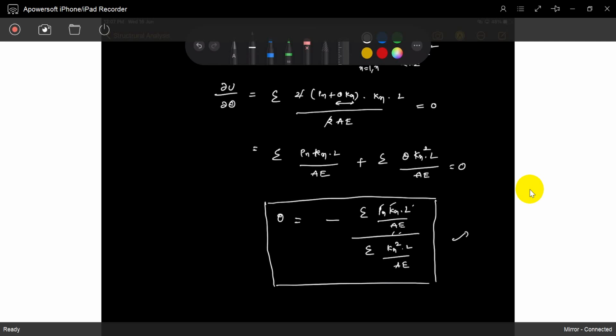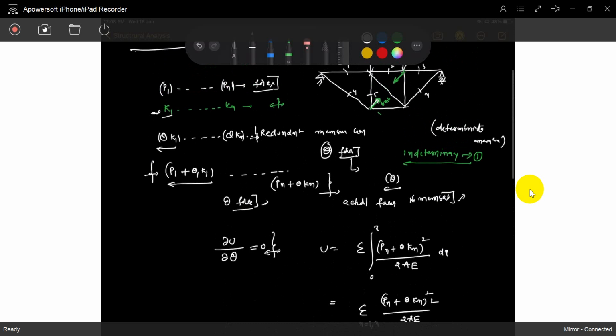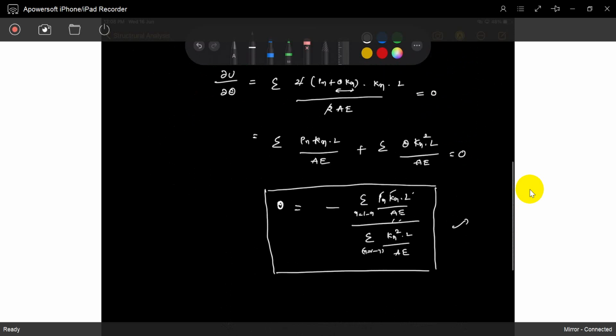Understood? So n is equal to 1 to m, same thing. So you can calculate Q. Once you have calculated Q, the redundant member force, you can calculate each member force. Each member force is P1 without redundant plus Q times K1. Understood? So that is the exact proof. That is the redundant member force. So later we can easily calculate every member.